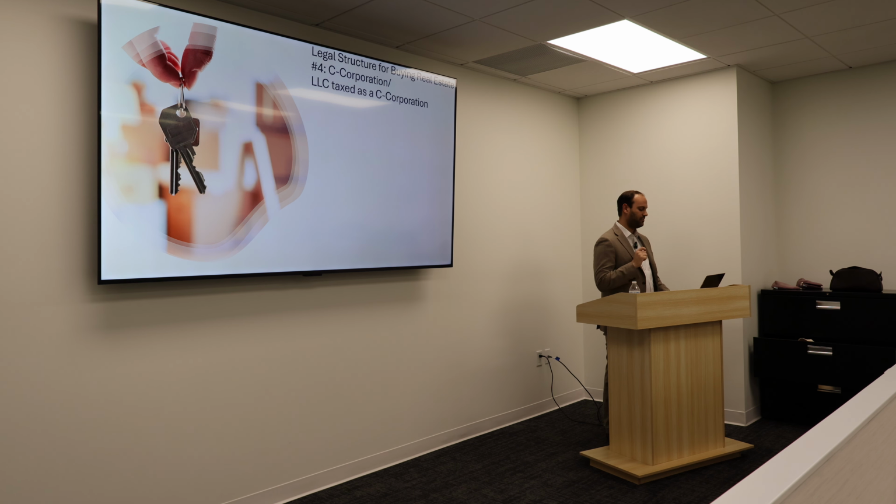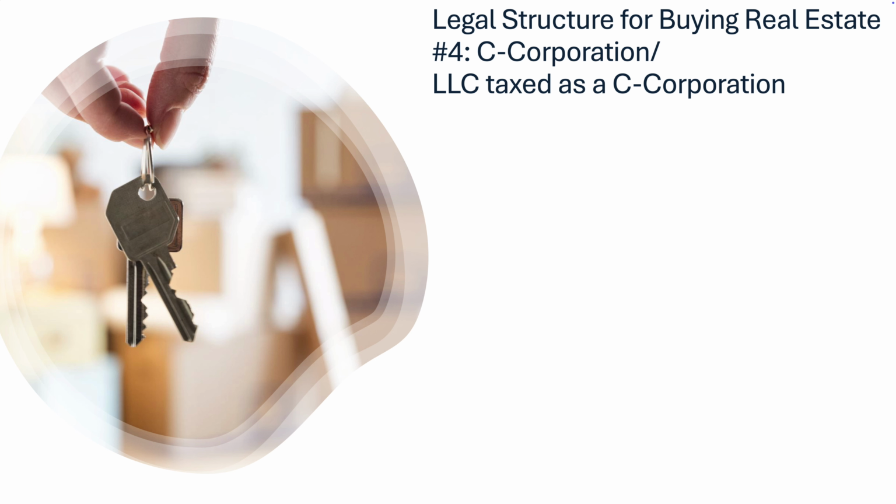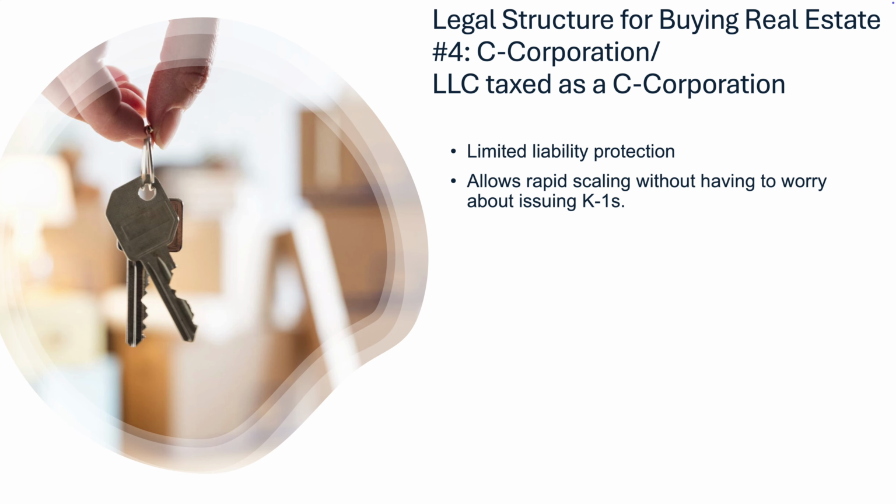Next is a C corporation owning real estate or buying real estate, and an LLC taxed as a C corporation. This is going to be good again for limited liability protection. It will allow rapid scaling without having to worry about issuing K-1s. So for example, let's say there's 50 owners of this entity. If you have a pass-through entity such as a partnership or an LLC taxed as an S corp, you have to issue 50 K-1s, and all those 50 individuals will not be able to do their taxes until they get their K-1s. And so it becomes very burdensome for the person managing the tax affairs of that entity. A C corporation completely bypasses that.